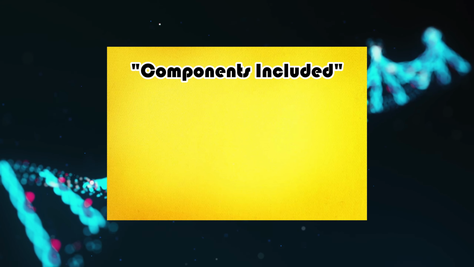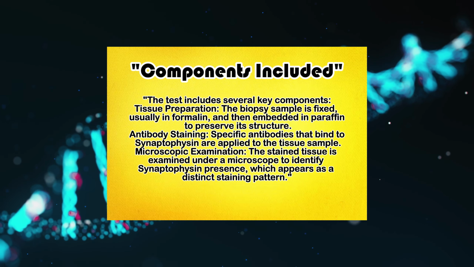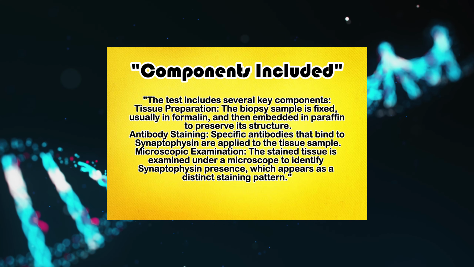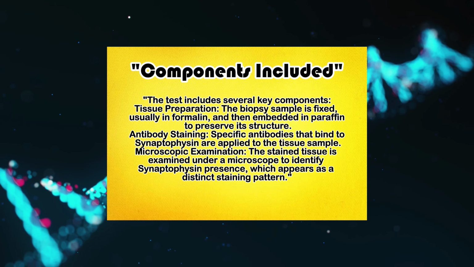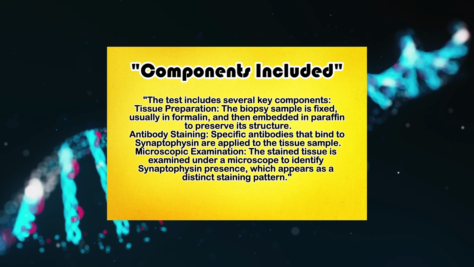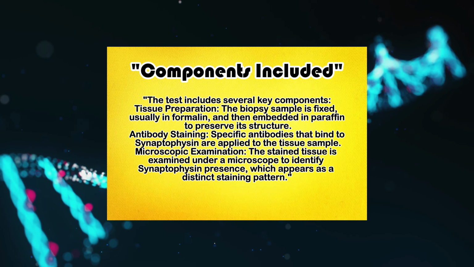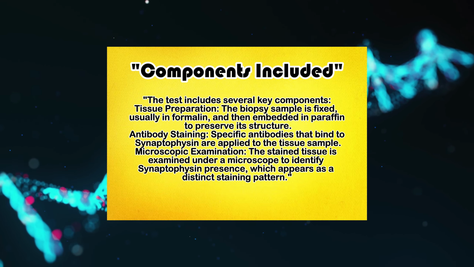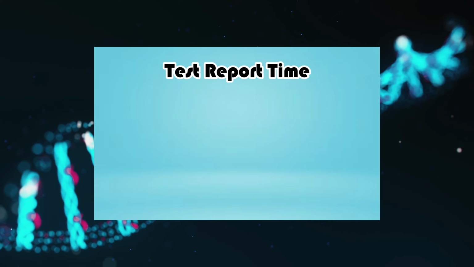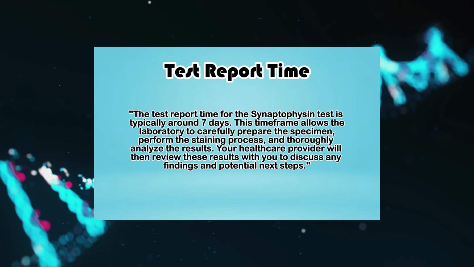Components include. The test includes several key components. Tissue preparation. The biopsy sample is fixed, usually in formalin, and then embedded in paraffin to preserve its structure. Antibody staining. Specific antibodies that bind to synaptophysin are applied to the tissue sample. Microscopic examination. The stained tissue is examined under a microscope to identify synaptophysin presence, which appears as a distinct staining pattern.